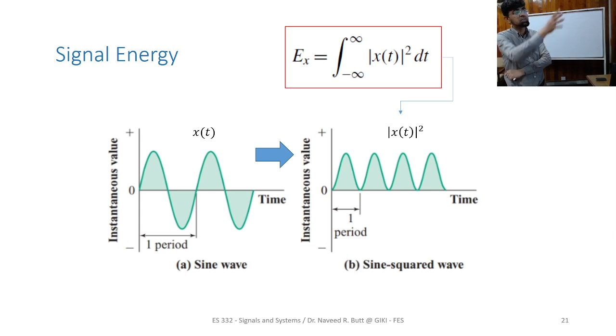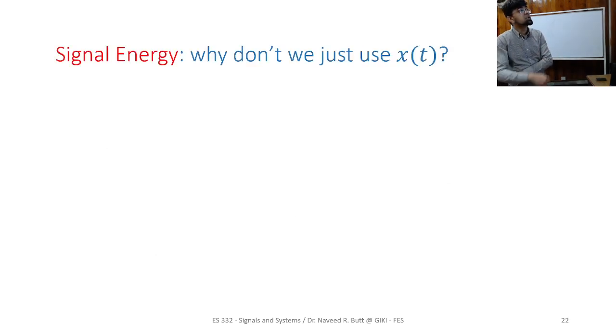ये शेप आएगी. It's just a general shape. We're not really going into the actual values. And then you take the total area, or you try to take the total area under that. Now there is a question.